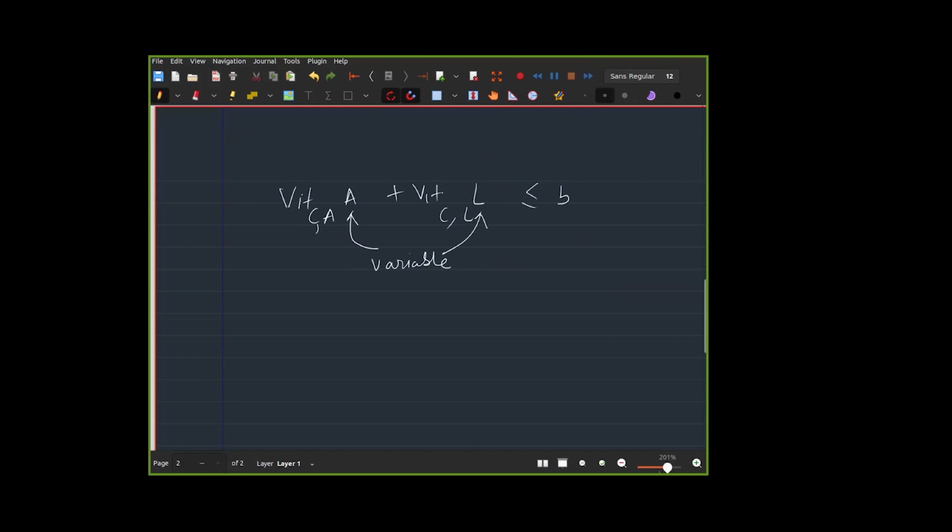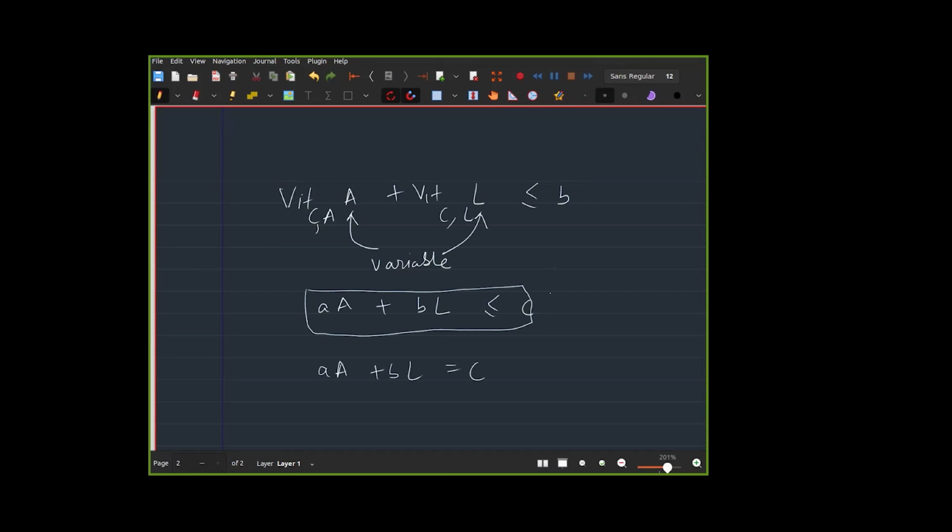And these things are just some numbers, right? So we can just see it like a times A plus b times L is less than or equal to some c, right? So there's some inequality. So let's first focus on equality. So it is just a times A plus b times L is equal to c.